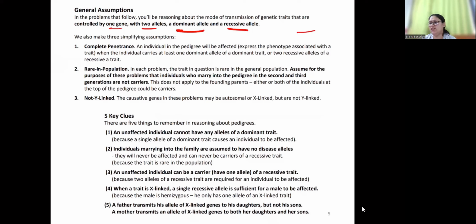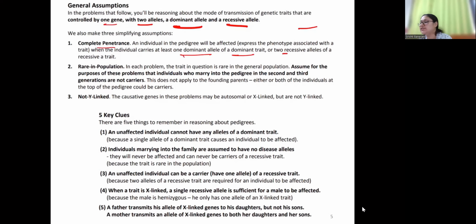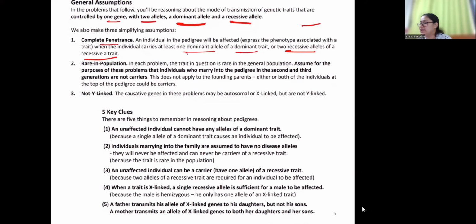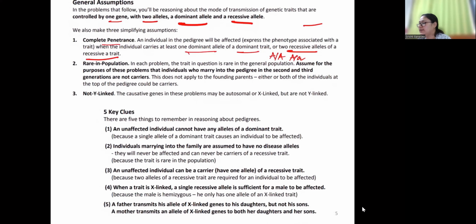Okay. So there are also 3 things that we generally consider. The concept of complete penetrance. So what is complete penetrance? It is when an individual in a pedigree will be affected, that is, it will express the phenotype associated with that affected trait when the individual carries at least one dominant allele of the dominant trait or 2 recessive alleles of the recessive. Just what I mentioned in the previous slide, what we mean by capital A, capital A, capital A, small a, small a, small a, and just A. That is called complete penetrance.